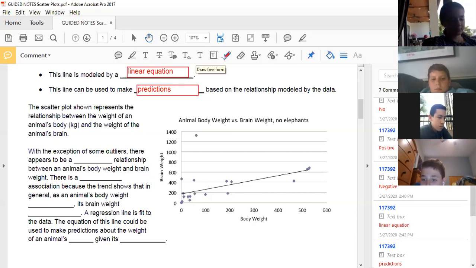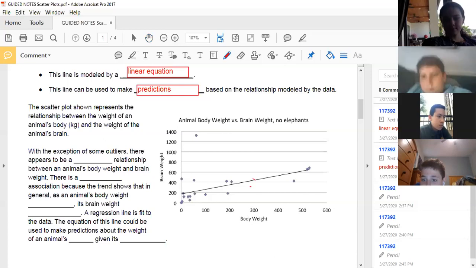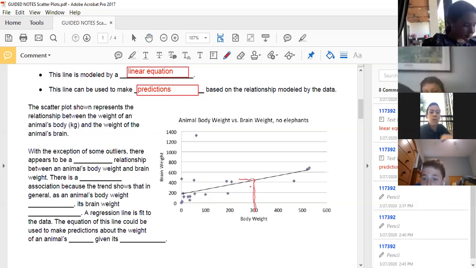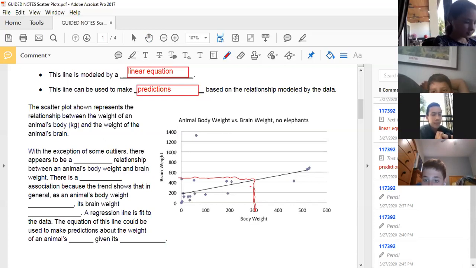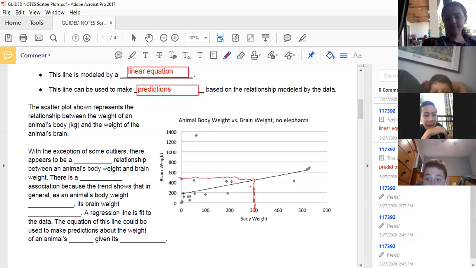All right, so what you're doing is matching up here. This was the body weight I gave, about 300. I'm going to go over and see where that fits to my brain weight, and it looks like about 500 or so. So again, we don't have an animal that weighs 300 pounds, but if we did, based on this data and the line of regression, we could make predictions. That's the idea behind what we use statistics for in general, okay?